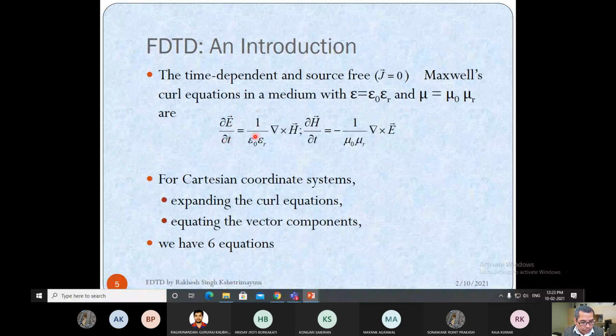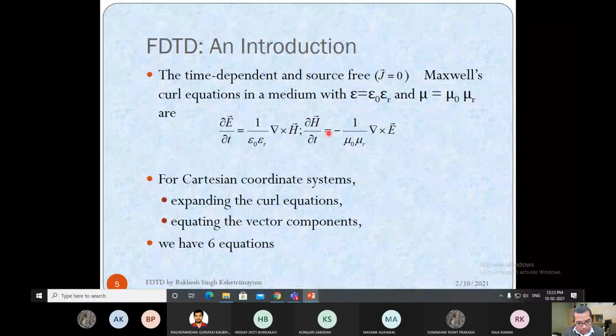∂E/∂t is equal to 1 by epsilon naught epsilon r, curl of H. I have just transferred the time derivative to the left-hand side and the space derivative to the right-hand side. Similarly, you can do the same for the next Maxwell curl equation: ∂H/∂t is equal to minus 1 by mu naught mu r, curl of E.